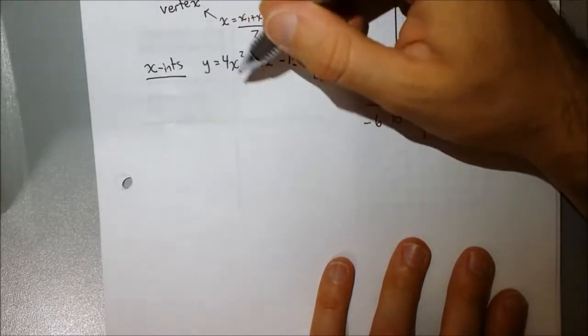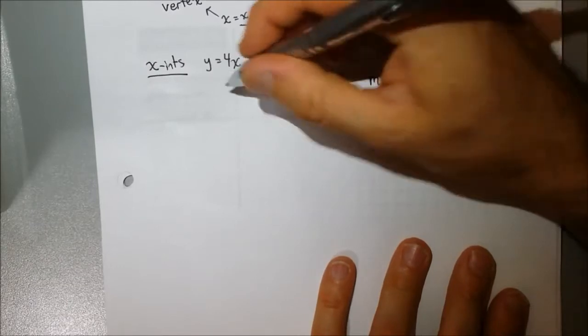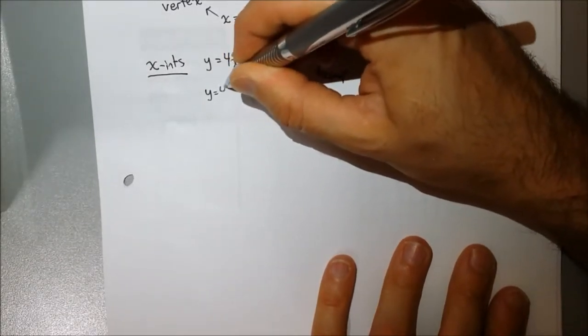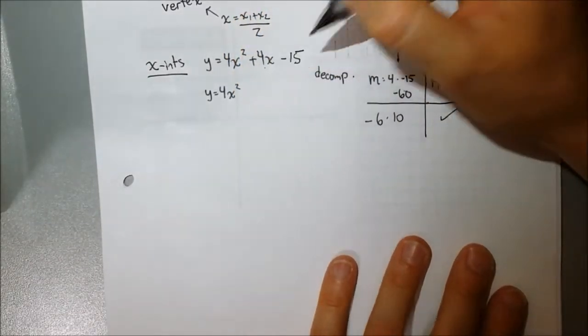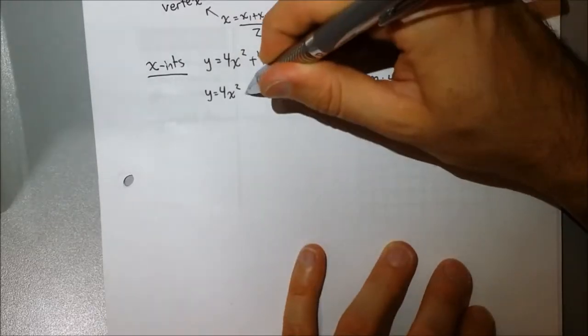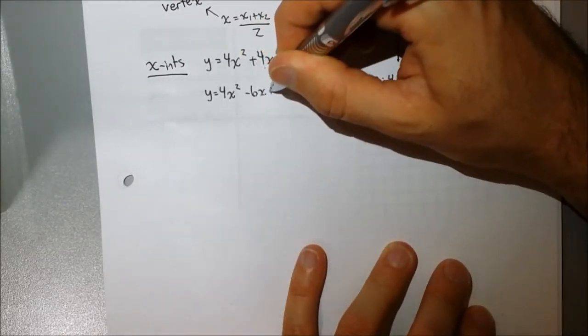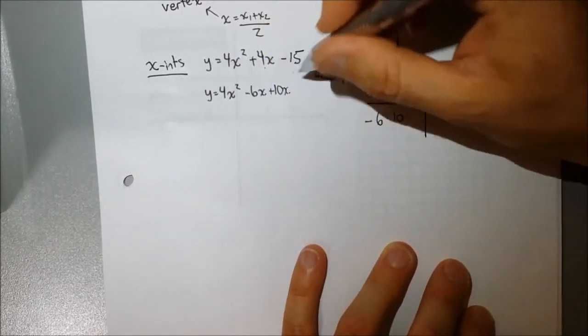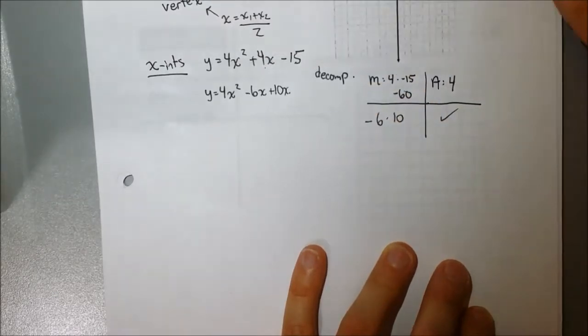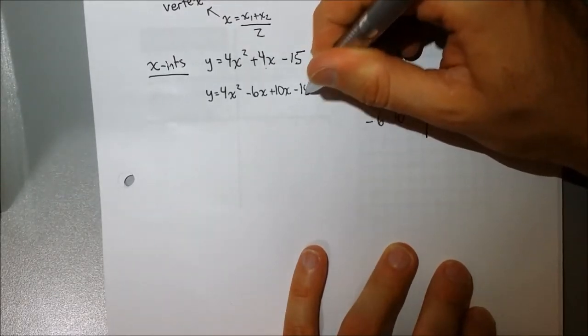So I'm going to go ahead, I'm going to decomp. So I'm going to rewrite this. We're going to rewrite that b term. So I'm going to rewrite it as negative 6x plus 10x. I always double check that's still equal to 4x, and then subtract 15.